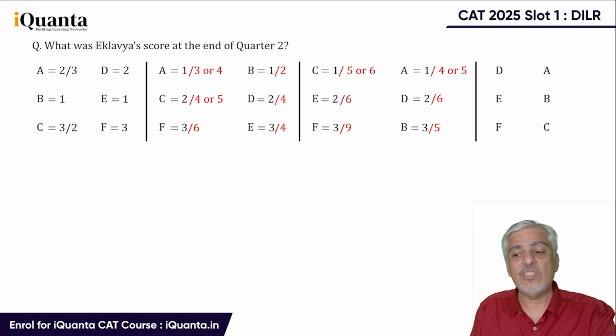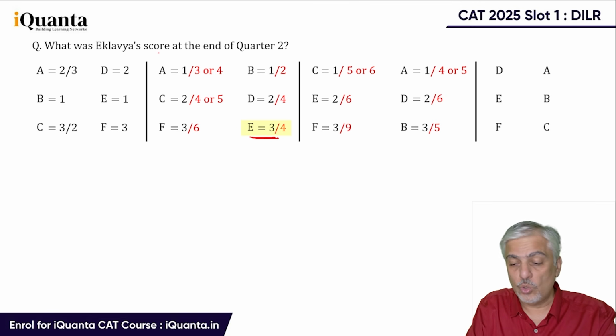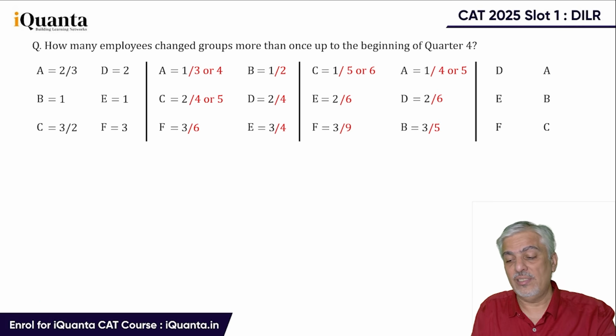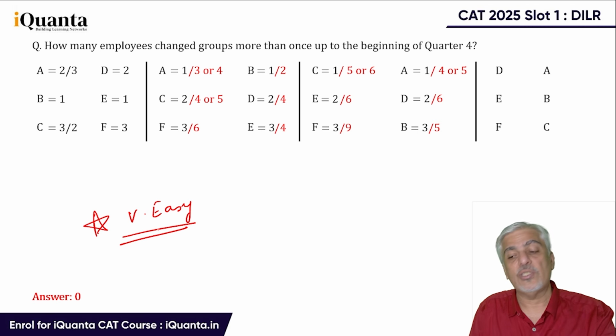Okay, what was Eklavya's score at the end of quarter 2? So Eklavya at the end of quarter 2 can be 4. The total is 4 because they want the score, and the score was the total of those two. So hence the answer is 4. Next one, how many employees change groups more than once? We said first only, nobody changed. The answer is 0. This was a good and very easy question, I would say. If you had paid attention to the set, this was a very easy question.